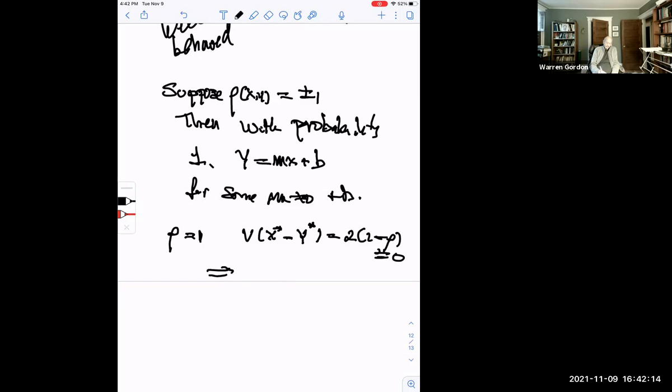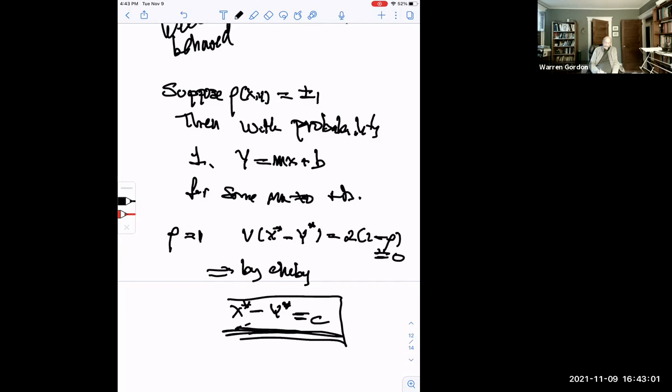So by Chebyshev, that means all the information is concentrated at the mean, right? If the variance is 0, so that means X star minus Y star is a constant, right? By Chebyshev, the variance is 0. The only way the variance can be 0 is everything concentrated at the mean, okay?